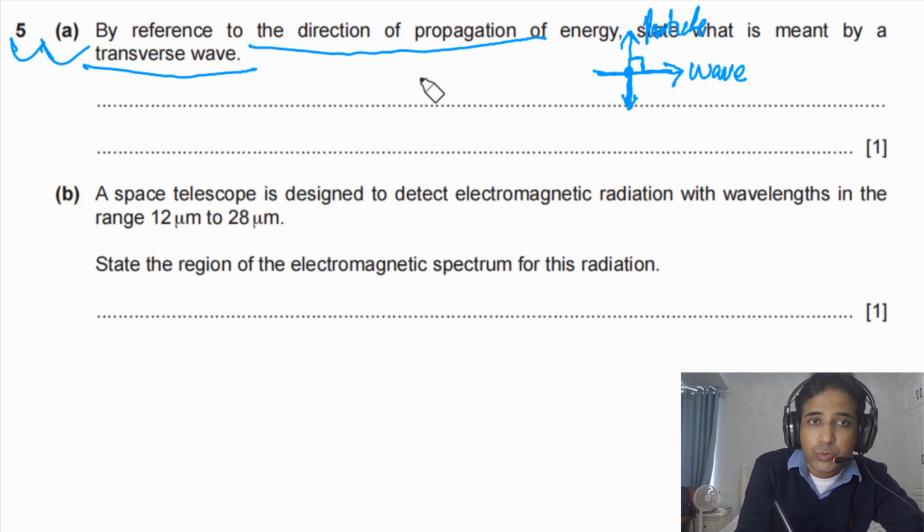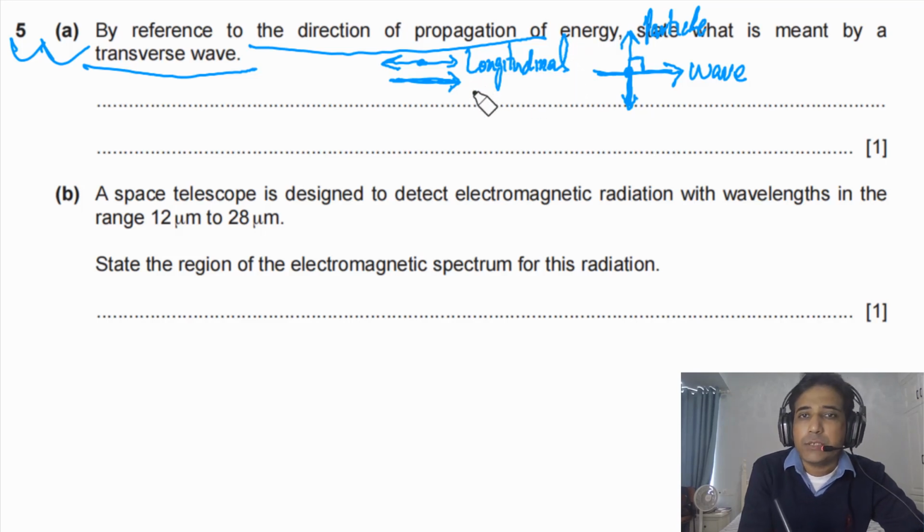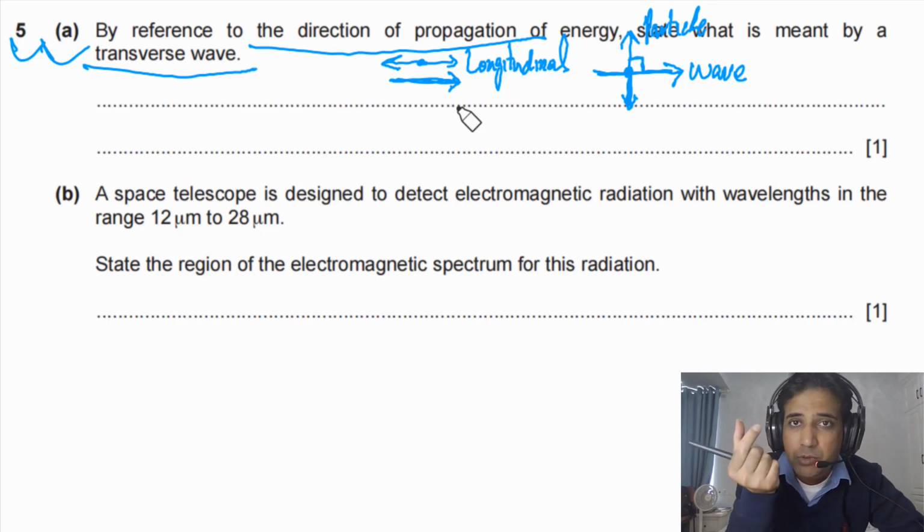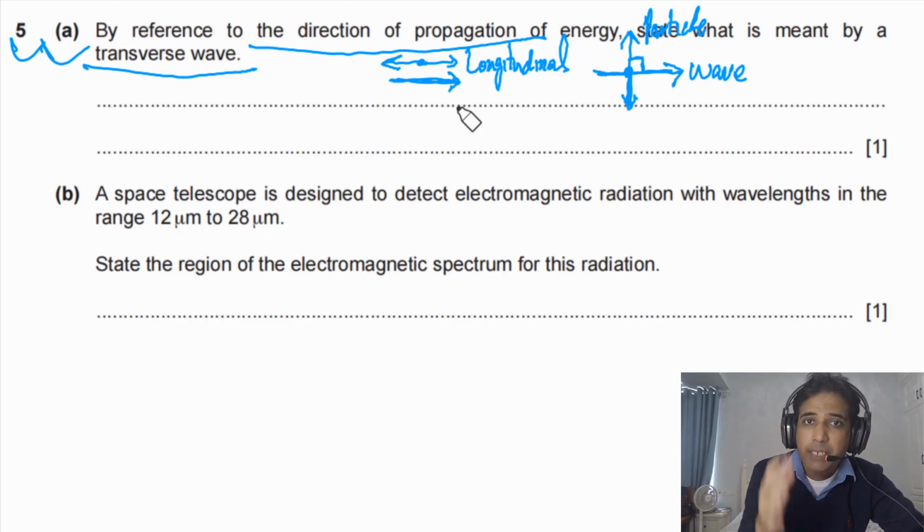And for longitudinal waves, if the wave is moving to the right, this is the direction of propagation of energy. So the medium particles will move forward and backward, and this is representing a longitudinal wave. The angle in this case is that they are parallel to each other. So simply you can say the direction of vibrations of particles is parallel to the wave direction. So this is how we can define longitudinal waves and transverse waves.